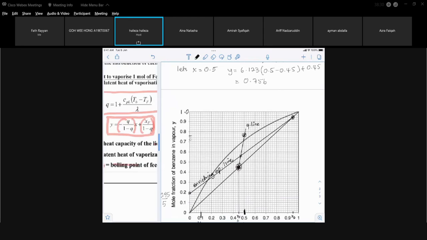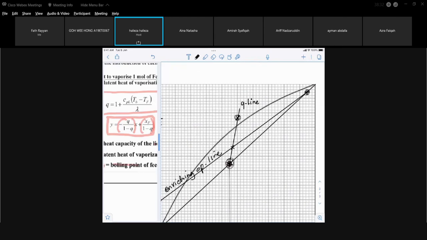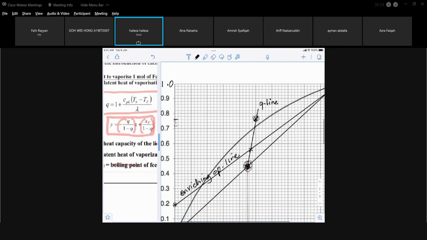If you use proper graph paper, you can easily get that point. But without proper graph paper, it's not difficult, it's just not very accurate. So now you have 2 points, you can draw your Q line. So now you already managed to get our Q line.